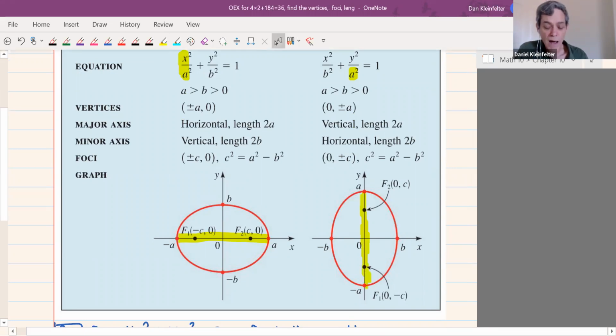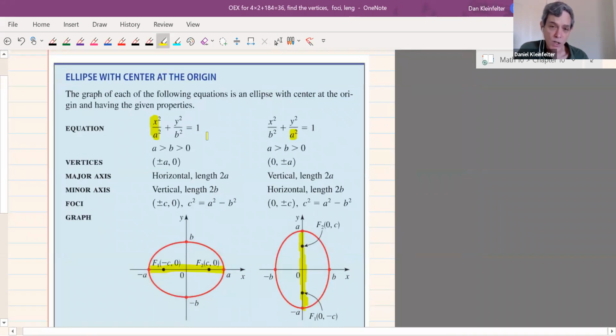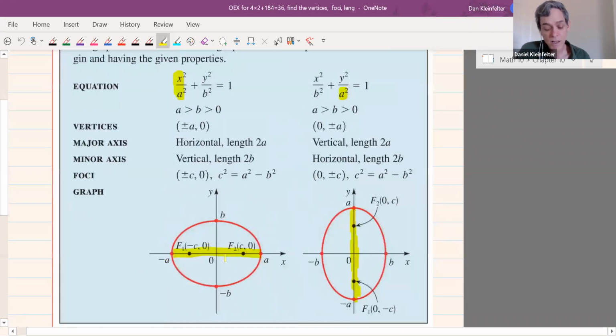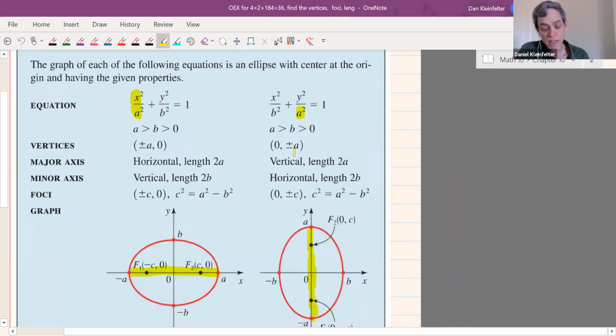So I wouldn't sit and memorize these as two separate equations. I would just learn the one, x squared over something plus y squared over something equals 1. And then remember that the bigger number is going to be under the direction for which it's wider. So when it was wider than it was tall, the bigger number is on the x. When it was taller than it is wide, the bigger number is on the y.